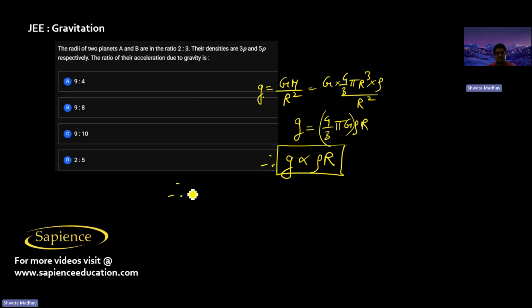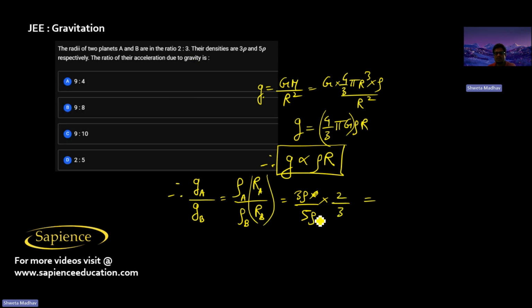So the ratio of the acceleration due to gravity of A by the acceleration due to gravity of B is the density of A into the radius of A by the density of B into the radius of B. Now the density of A is given as 3 rho, the density of B is 5 rho, and the ratio of radius of A and radius of B is 2 by 3. So rho will cancel, 3 will cancel. So this is 2 by 5. So the required ratio is 2:5. So option D is the correct answer.